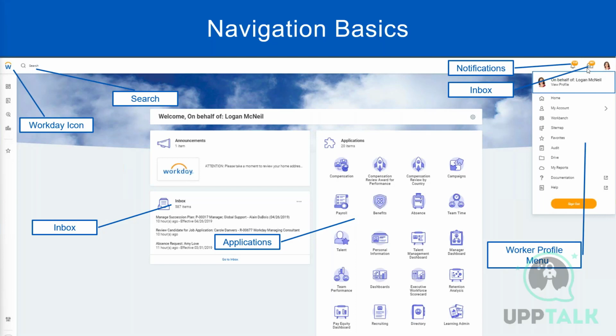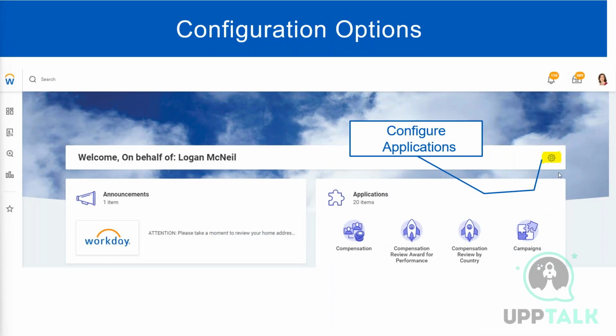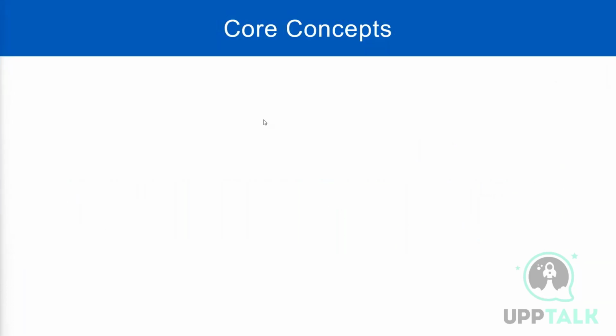Then we talked about notifications, inbox, we looked at our profile, we talked about applications, and then we saw how we can add rows when we see a grid, how we can remove rows. And we also saw that we can configure the applications by clicking on this gear icon on our landing page, on our workbench. Right? This was the basics of navigation, and then we also talked a little bit about the 6 core concepts that we have in Workday HCM.